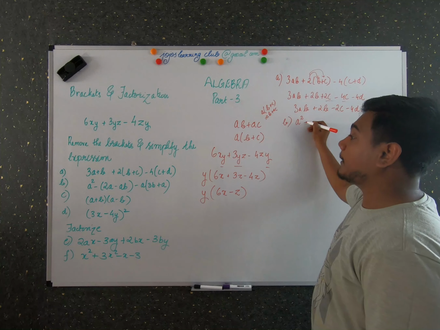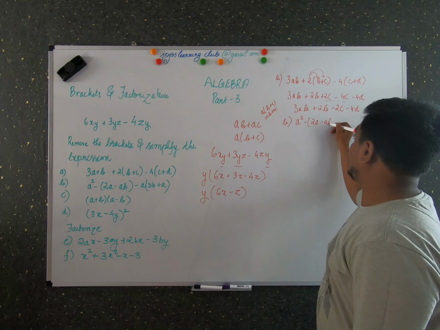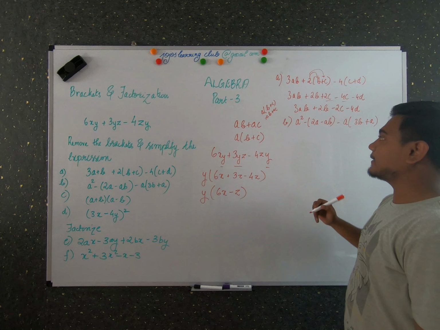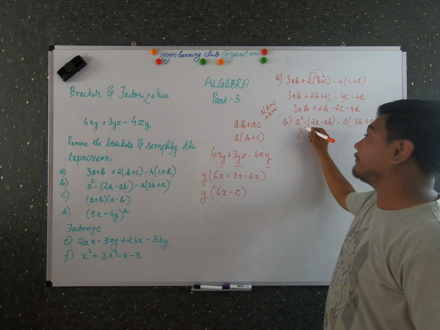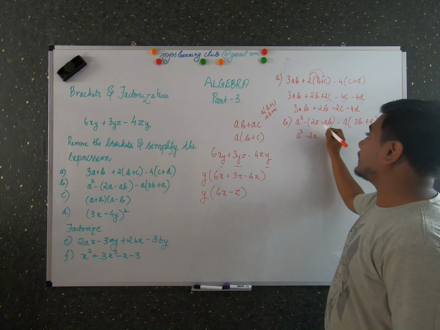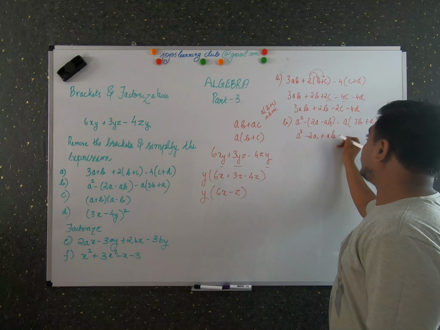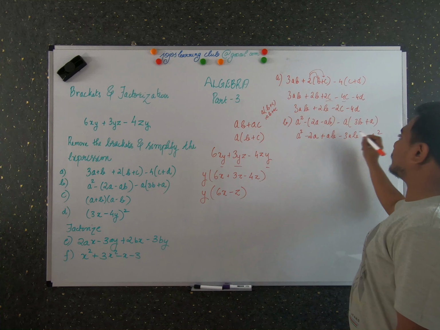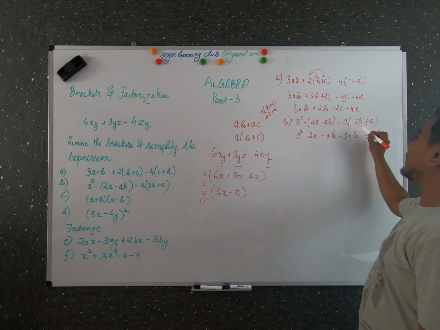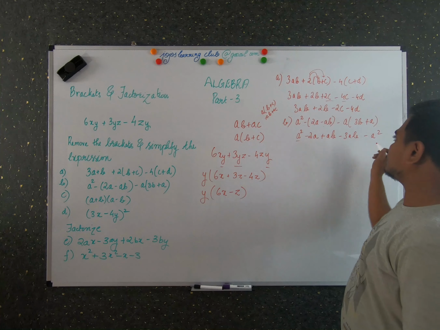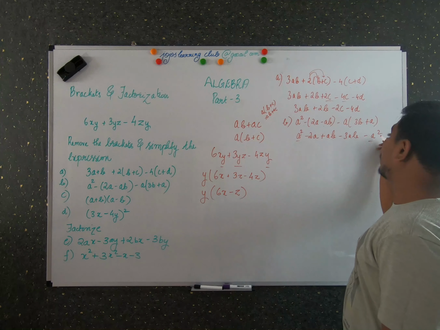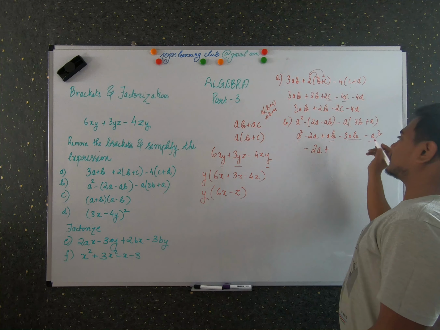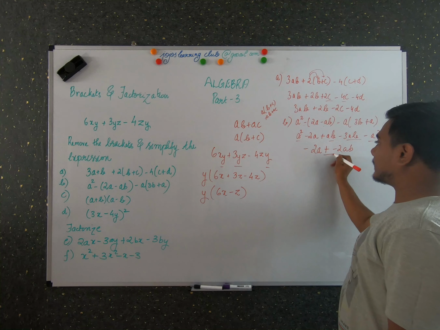a square minus 2a minus ab minus a into 3b plus a. Interesting problem, right? When you want to multiply with minus, you have to multiply here: minus 2a, minus into minus is plus, so plus ab minus 3ab minus a square. Because minus into plus is minus, minus a into plus a is minus a square. A square minus a square gets cancelled.